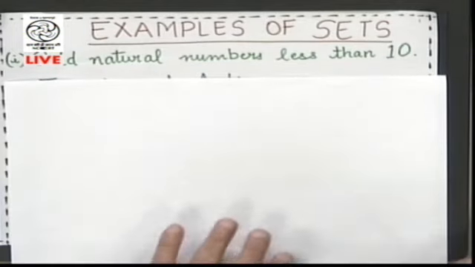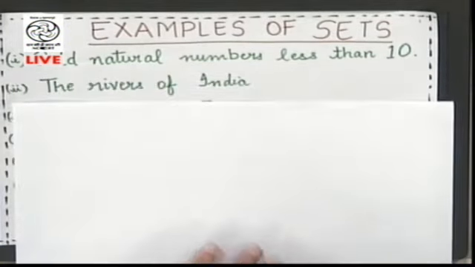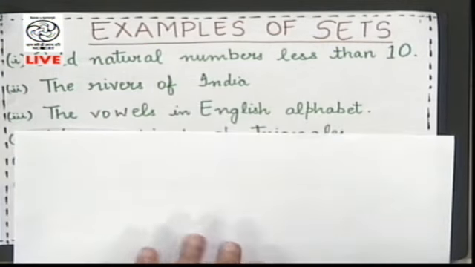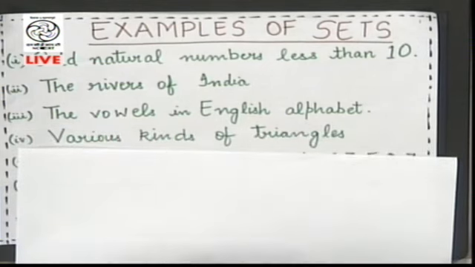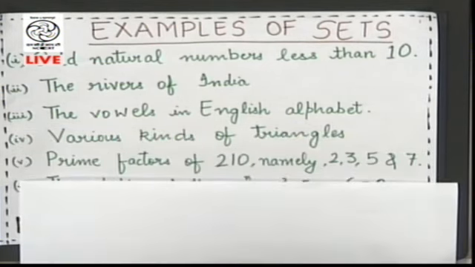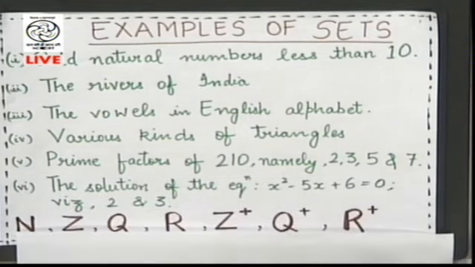Would you like to give some examples, Dr. Sharma? Yes, I would like to give some examples. Dr. Wazalwar has rightly mentioned the sets. These are some examples of sets: odd natural numbers less than 10, the rivers of India, the vowels in the English alphabet, various kinds of triangles, prime factors of 210, namely 2, 3, 5, 7. The solutions of the equation x square minus 5x plus 6 equal to 0, where the solutions are 2, 3. These are some examples of sets.